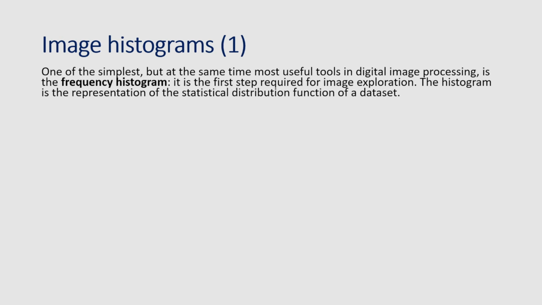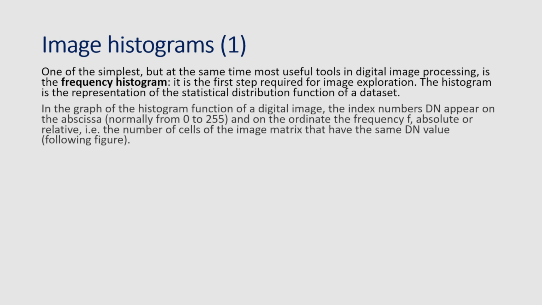Image histograms. 1. One of the simplest, but at the same time most useful tools in digital image processing, is the frequency histogram. It is the first step required for image exploration. The histogram is the representation of the statistical distribution function of a dataset. In the graph of the histogram function of a digital image, the index numbers DN appear on the abscissa, normally from 0 to 255, and on the ordinate the frequency f, absolute or relative, i.e. the number of cells of the image matrix that have the same DN value, following figure.